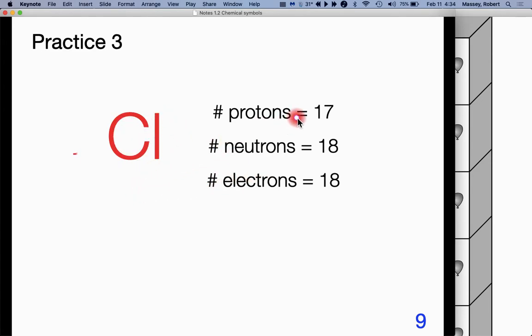And then we would write the atomic number, which is the number of protons, as a subscript on the left. And then for the mass number, we would add the number of protons and neutrons together. Okay. And then since we have 1 more electron than protons, it must have a -1 charge.